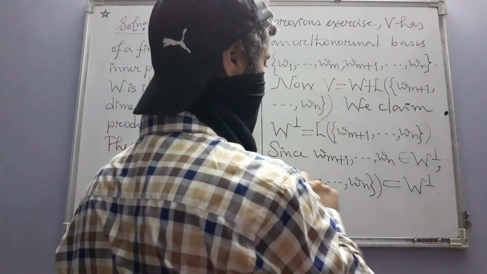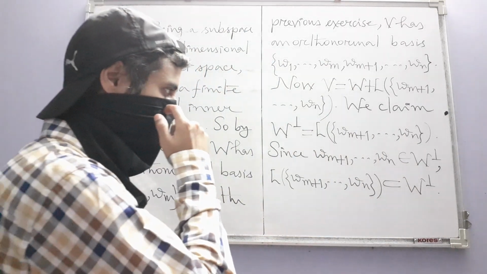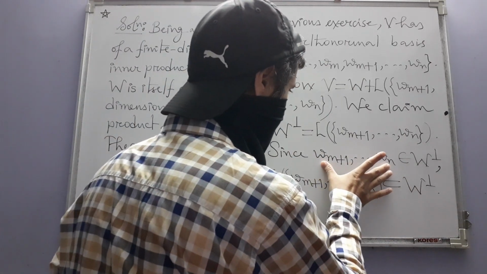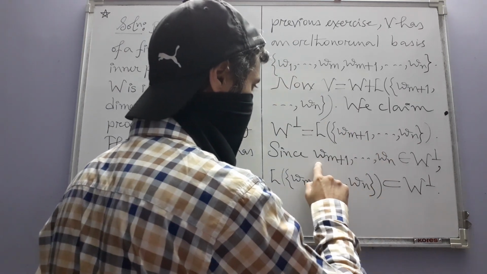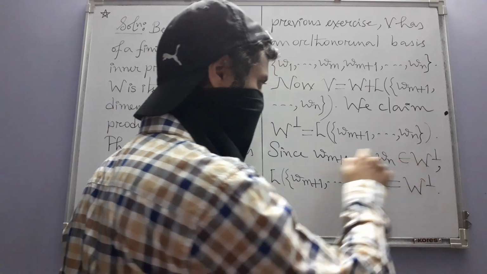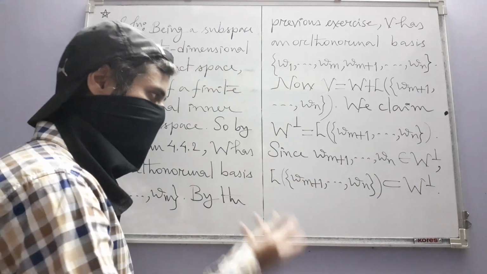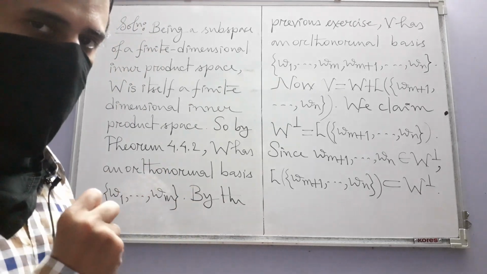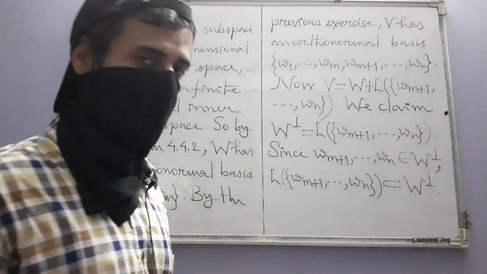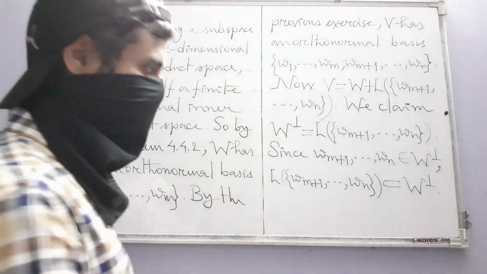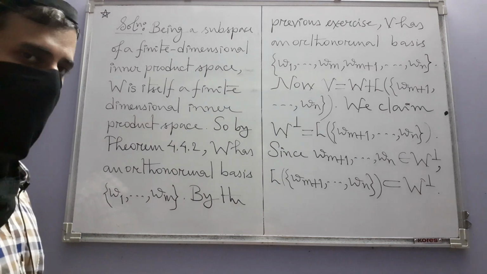Similarly, the other ones also belong to the orthogonal complement of W. Now these vectors span this linear span. If all of them are already inside a subspace, then their linear span, by definition being the smallest subspace containing them, must itself be contained in that subspace. Okay, so that's why we have this. Now we have to prove the reverse inclusion.